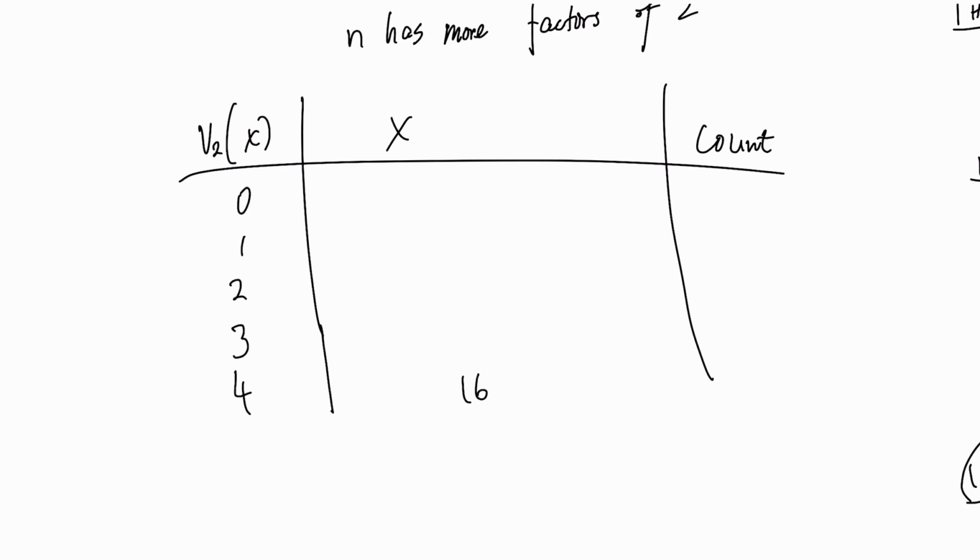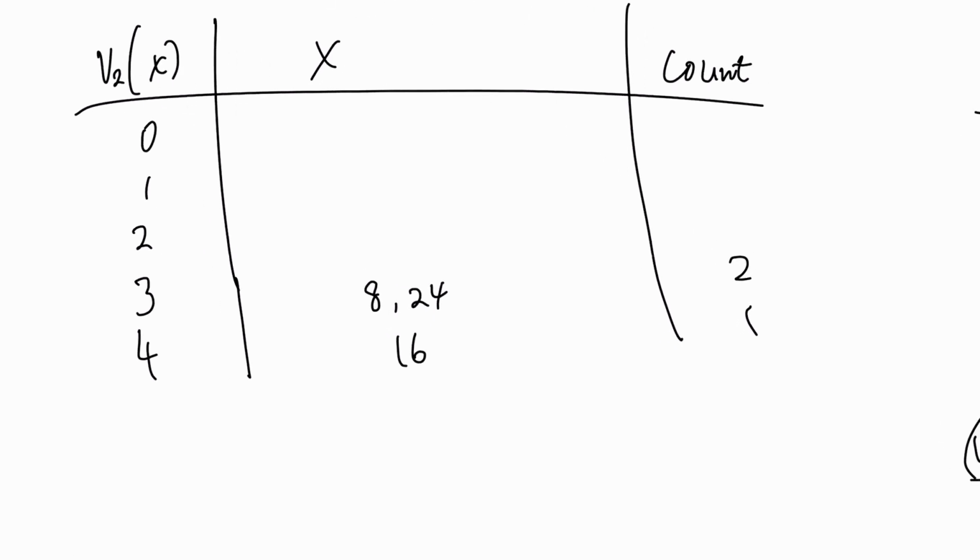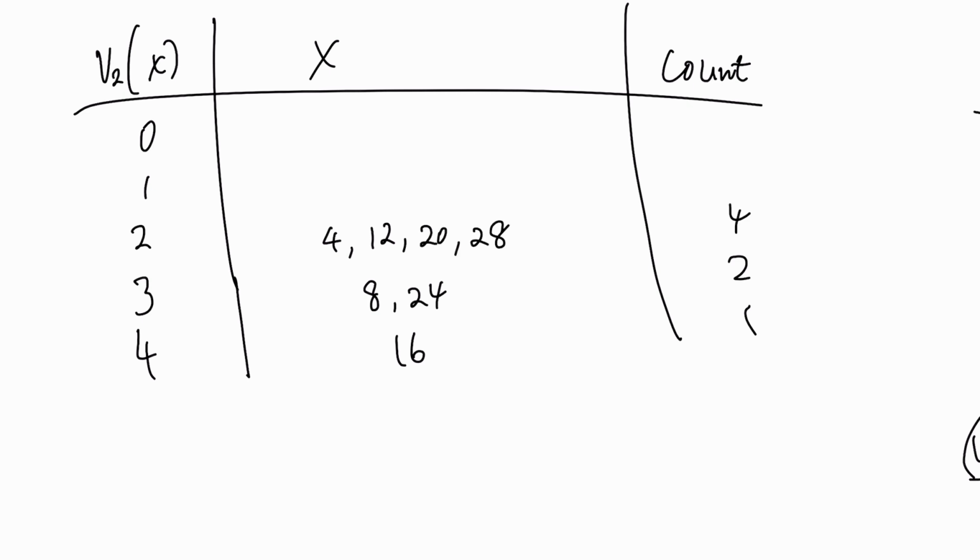4 is just 16, so there's only one of them. 3, we have 8 and 24. So that is 2 of them. 2, we have 4. We have 8, but 8 is already taken. So 12, 16, plus 8, that's 20, 28. We have 4. And we have all of the leftover even numbers, 2, 6, 10, 14, 18, 22, 26, and 30. I believe that's 8 of them.